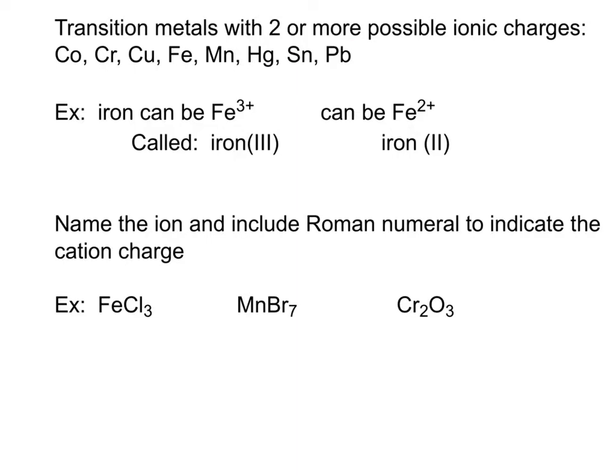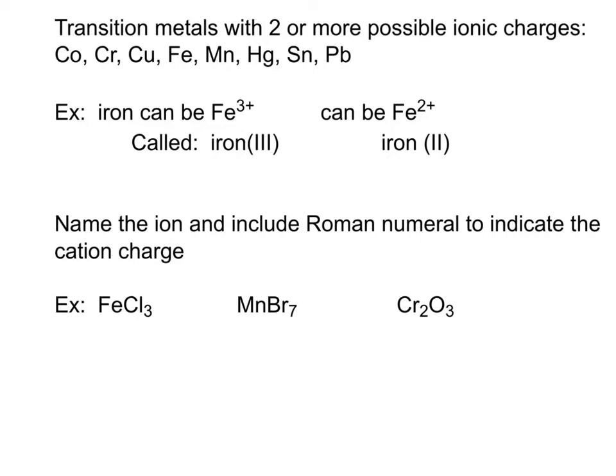So for example, iron can be Fe3+, called iron 3, and it can also be Fe2+, called iron 2. So really the only difference is when you name the compound, you just need to insert that Roman numeral after the name to recognize which form of iron it is. Because if we just said iron oxide, we don't know whether we're talking about the iron with the +2 charge or the iron with the +3 charge. So you've got to specify in the name, and then you're telling someone which charge it has. Okay. So we have some example problems.